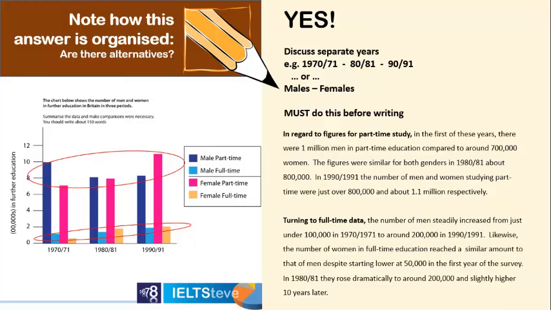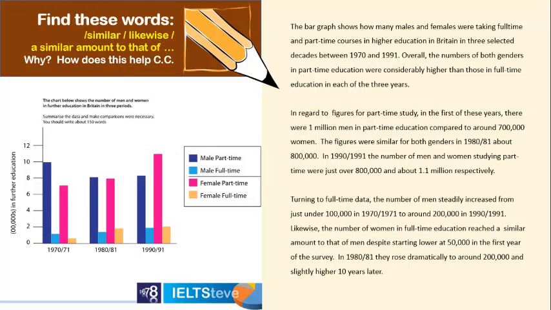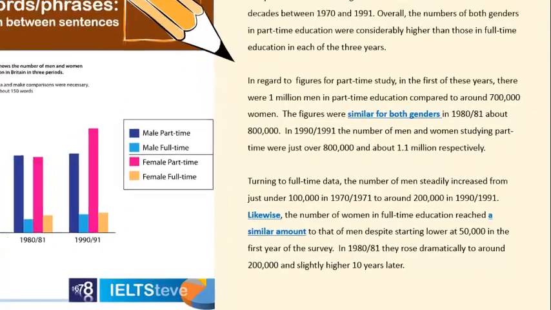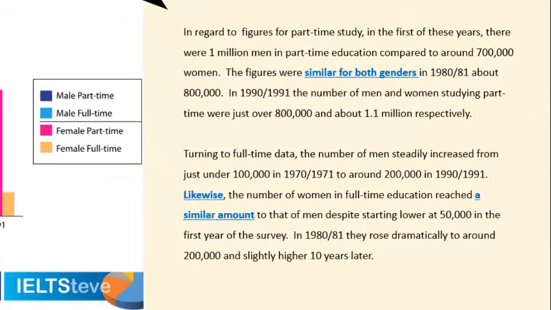Now, we've got some other words now. These are examples of cohesive devices now. So first of all, just go quickly through that and try and find those words, similar, likewise, and the phrase a similar amount to that of. And here they are. So similar for both genders is just a good example of a cohesive device. Here, they're both genders as meaning males and females, and that they're similar. This is good language as well to be using there.